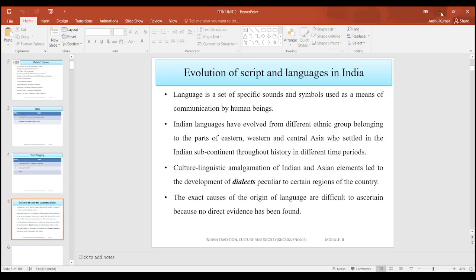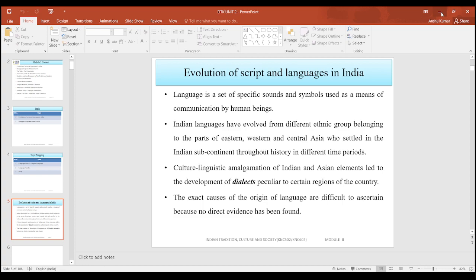Hello, we are here to discuss script, languages, and their evolution. Moving forward, the points are: what is script, what is language, and how it evolved and reached the current point.